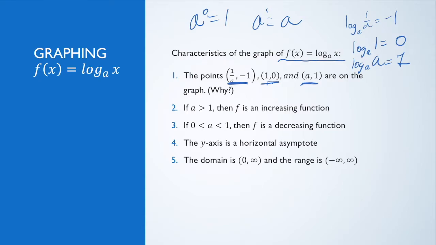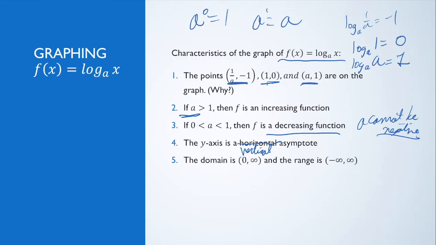If a is greater than 1, then f is an increasing function. This is going to be the majority of cases. If a is a fraction, then it is a decreasing function. Remember, a cannot be negative. As opposed to having the x-axis as a horizontal asymptote, we have the y-axis as a vertical asymptote. Our domain is 0 to infinity, and our range is negative infinity to infinity.